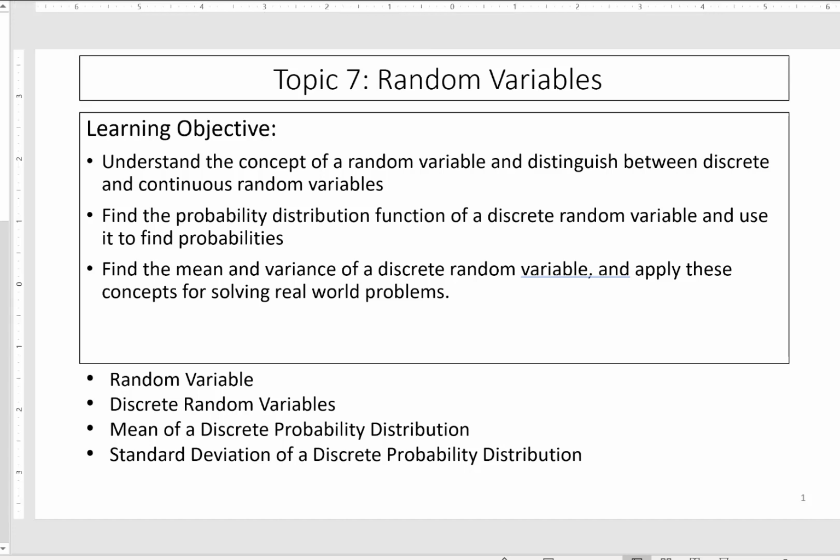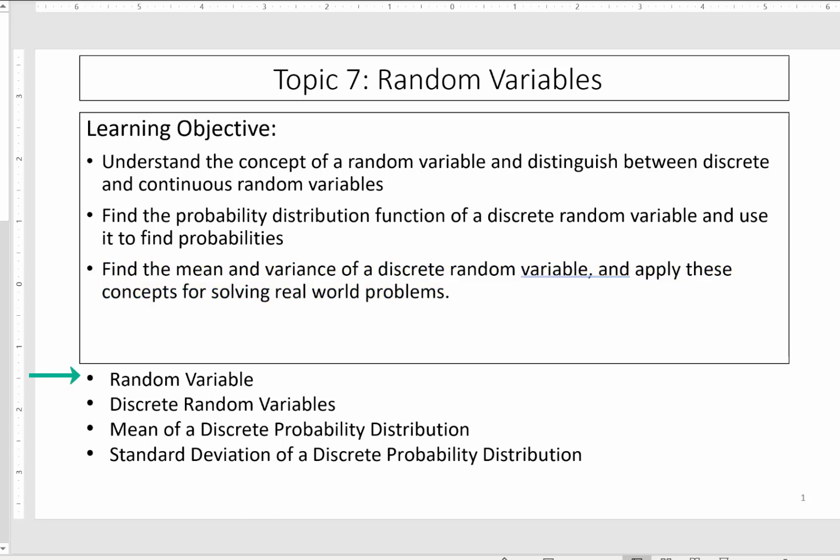Well, welcome to Topic 7, Random Variables. We're going to understand the concepts of a random variable and distinguish between discrete and continuous random variables. Find the probability distribution function of a discrete random variable and use it to find probabilities. And to find the mean and variance of a discrete random variable and apply these concepts to solving real-world problems.